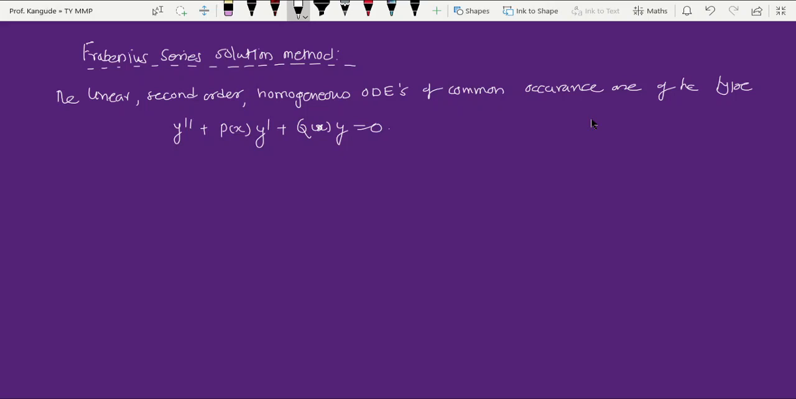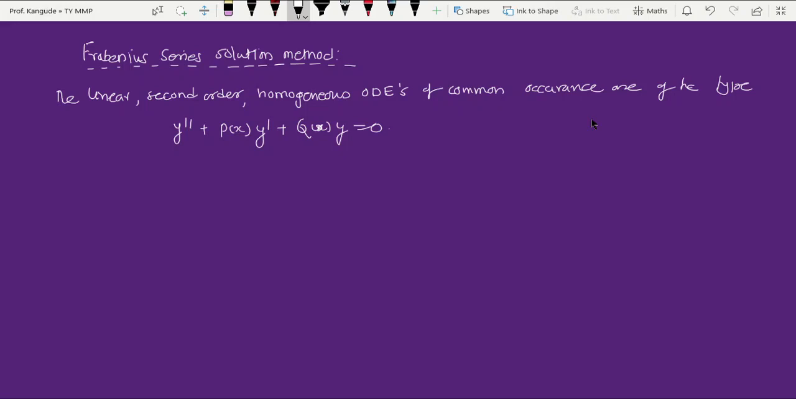These are linear second order homogeneous ordinary differential equations, where y dash is the first derivative and y double dash is the second derivative. p of x and q of x are functions of x, and we have seen how to find its singular points, whether it is a regular singular, irregular singular or ordinary point. All these things we saw yesterday.